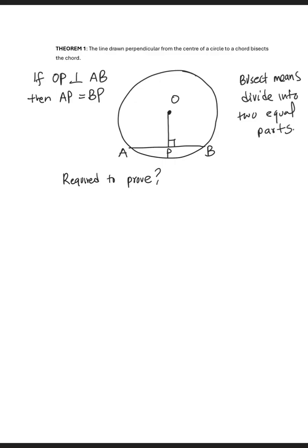So that's what bisect means. So it means we are given that OP is perpendicular to AB. So we want to prove what? We want to prove that AP is equal to BP, right? Given OP perpendicular to AB. Then we start with the proof.